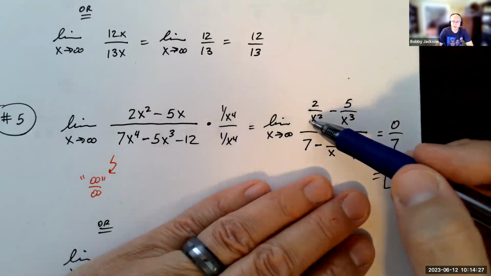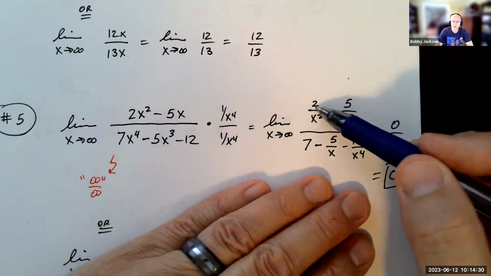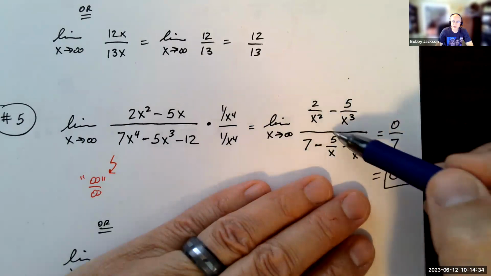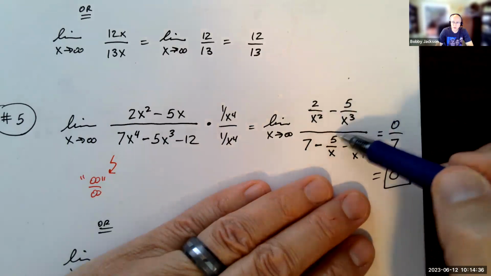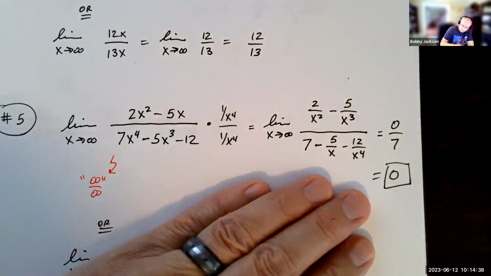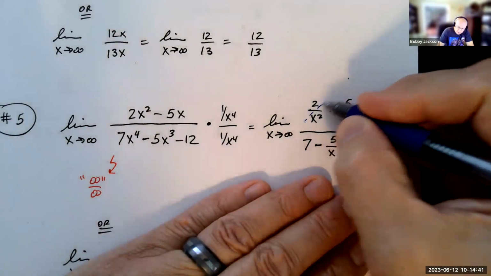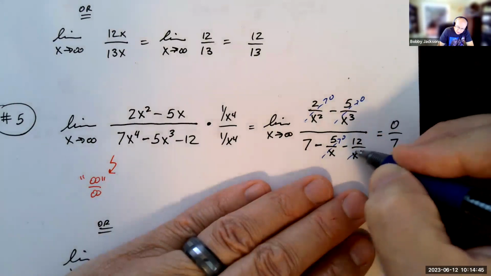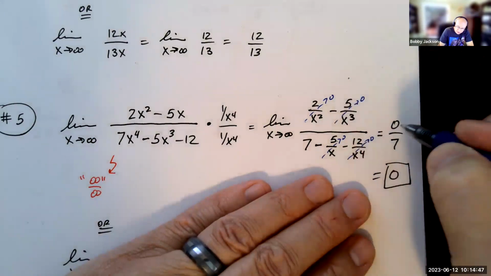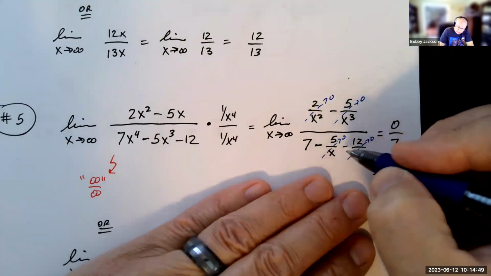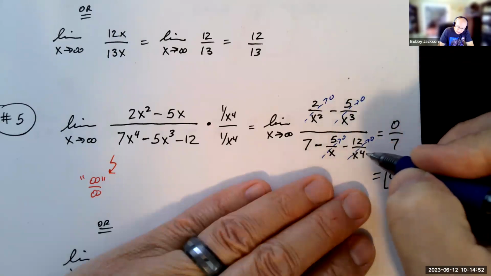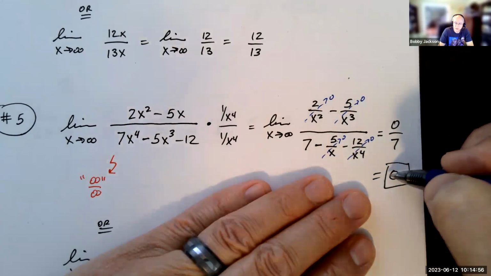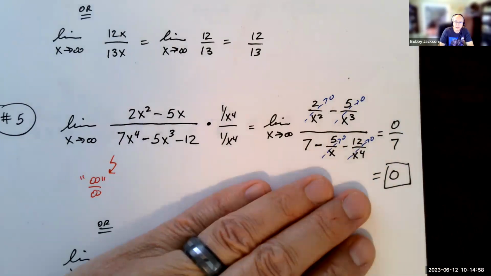But then we realize that each of these fractions, the numerator is a constant, the denominator is some positive power of x. So they're all going to 0. Every single one of these is going to go to 0 as x goes to infinity. So what are we approaching? 0 minus 0, which is 0, over 7 minus 0 minus 0, which is 7. And then 0 divided by 7 is just 0. There it is. Limit 0.